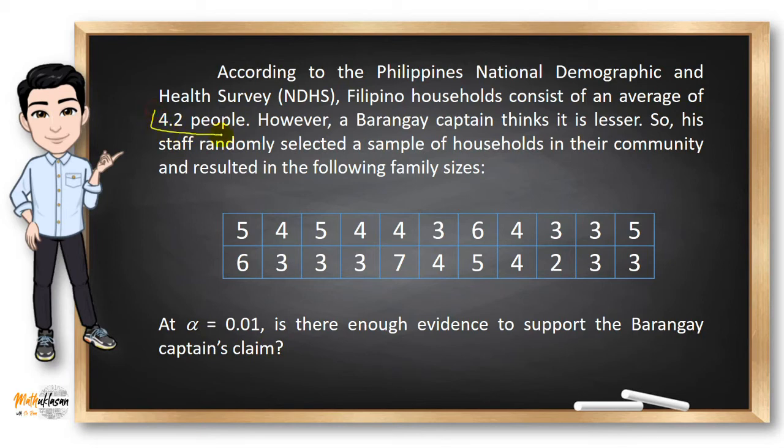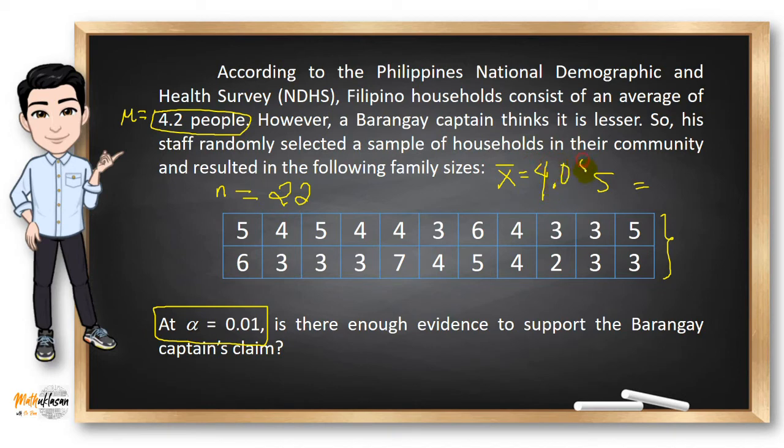The population mean here is 4.2. And the sample size, by counting the data, is 22. The alpha level is 0.01. But we don't have values for x bar and the sample standard deviation. So for this, we need to compute the sample mean and standard deviation using this data set. And we'll get 4.05 for the sample mean and a sample standard deviation of 1.25.